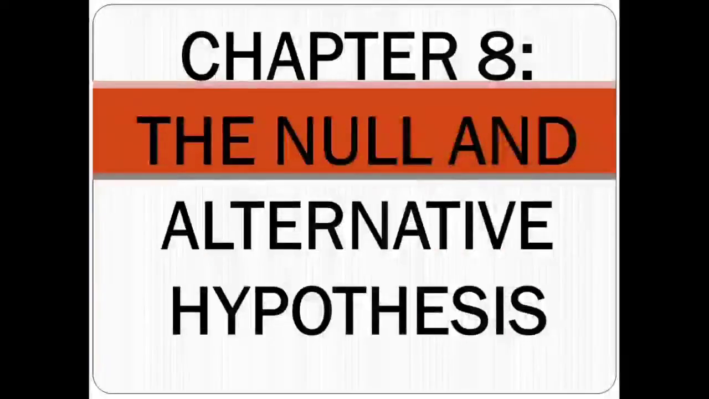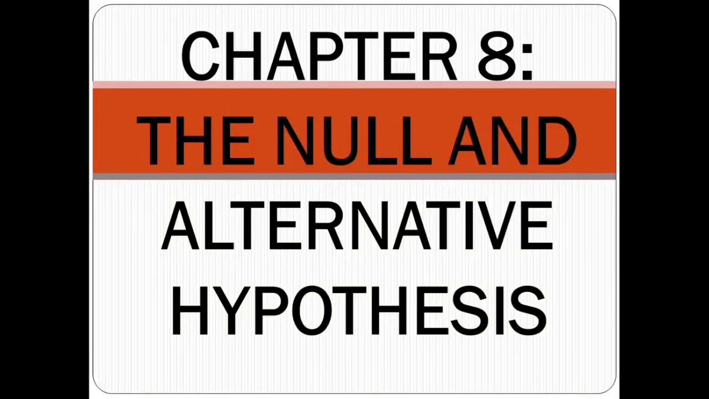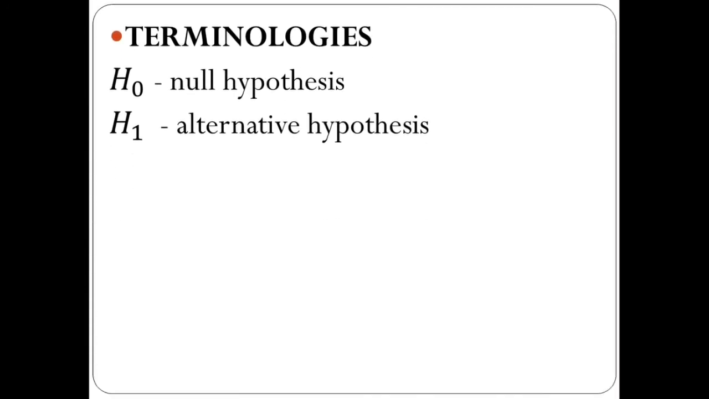Hello class, for today's video, we're going to discuss Chapter 8, the Null and Alternative Hypothesis. Okay, so we have the following terminologies. We have H sub O, this is the Null Hypothesis, H sub 1, the Alternative Hypothesis.